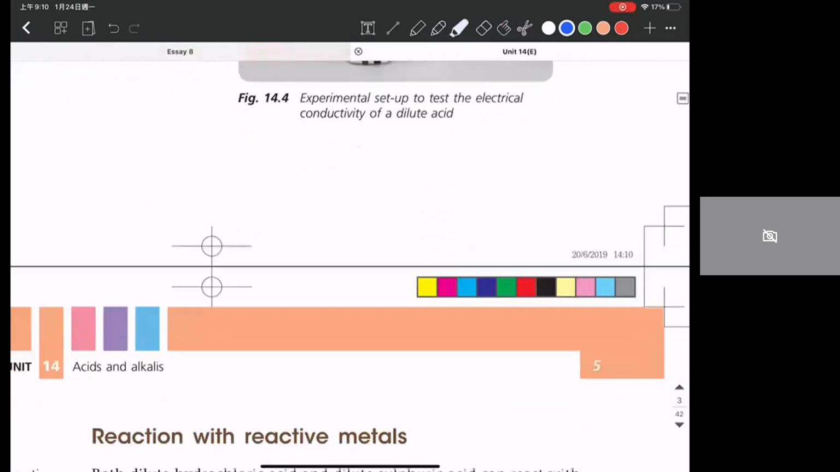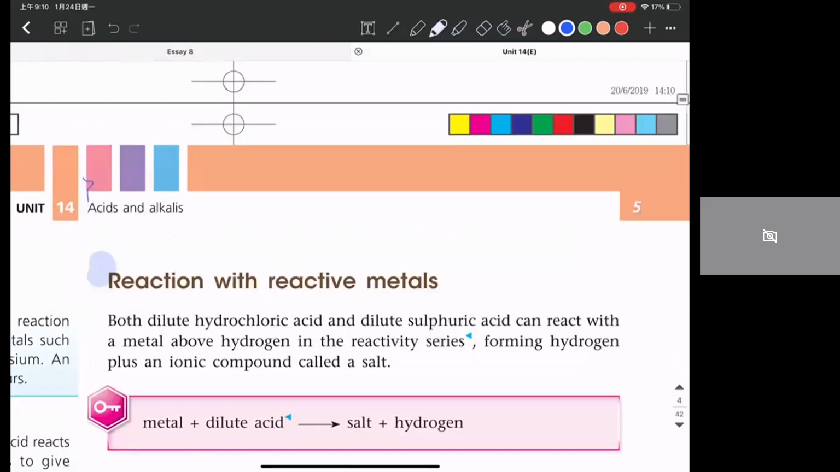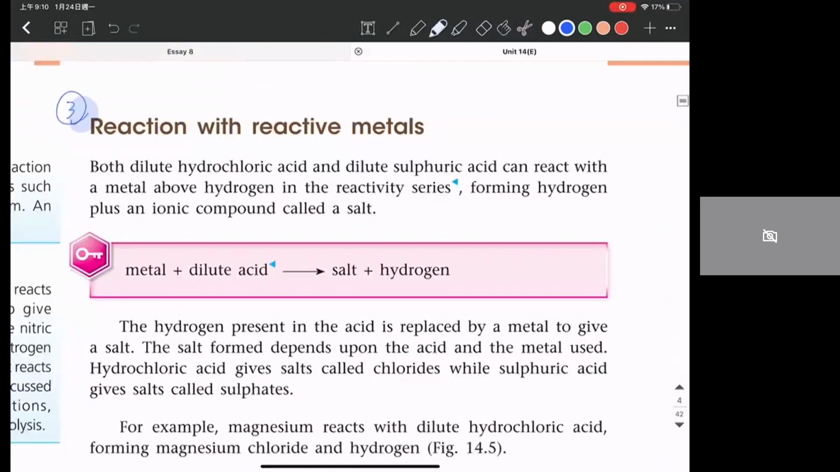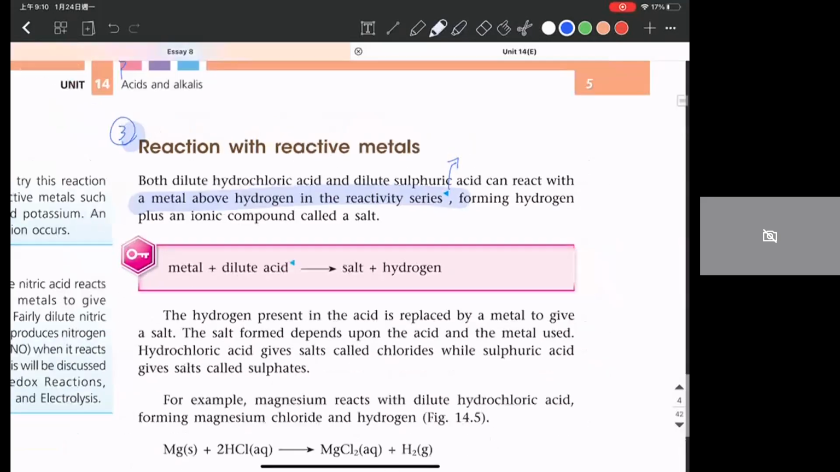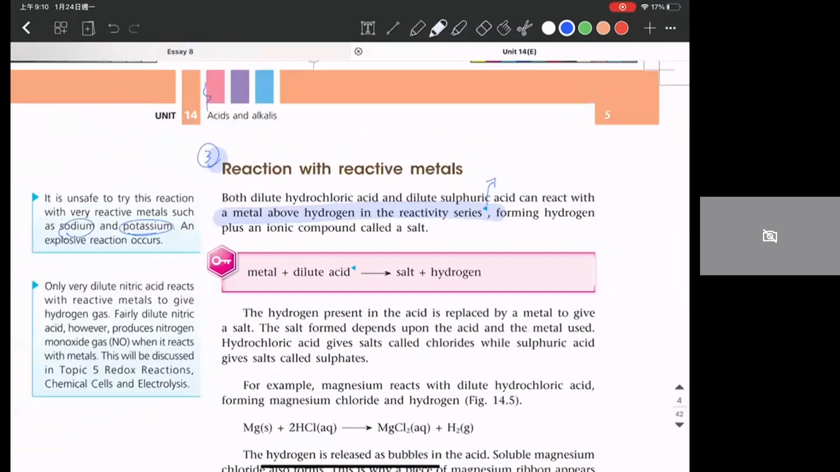So the third type of reaction, your third point that you need to know, is about the reactivity with metal. Now, this is the key point: a metal above hydrogen in the reactive series. As said before, it contains what? I said sodium, potassium, very explosive. So what's next? Calcium. Okay, Na, very explosive, and then calcium up to lead. So they will form a salt and hydrogen.